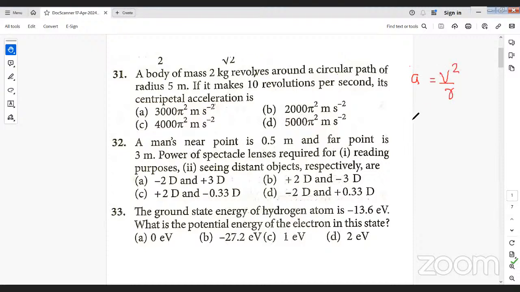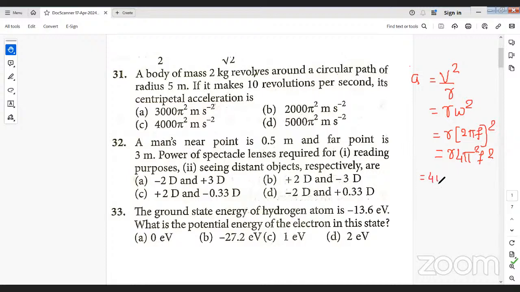But we are given the mass, the radius, and that it makes 10 revolutions per second. So I'll just take this formula in terms of omega, angular velocity. So therefore it becomes r into omega square. Keep this r as it is. Omega can also be written as what? 2 pi f its whole square. Correct. So therefore if I simplify, r into 4 into pi square into f square.